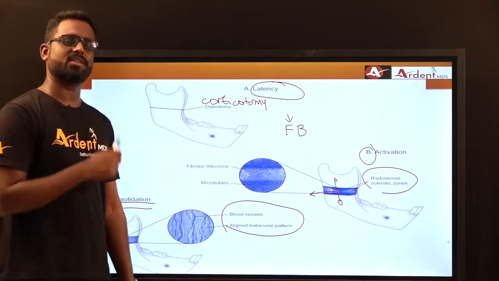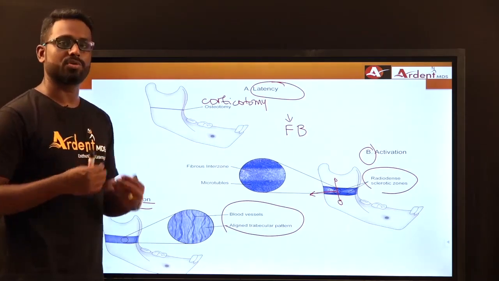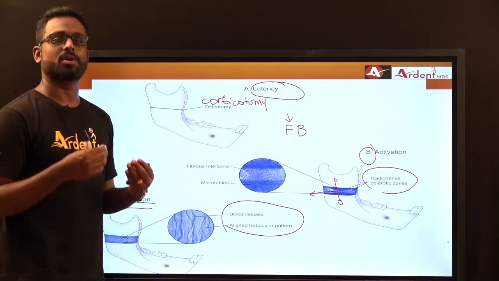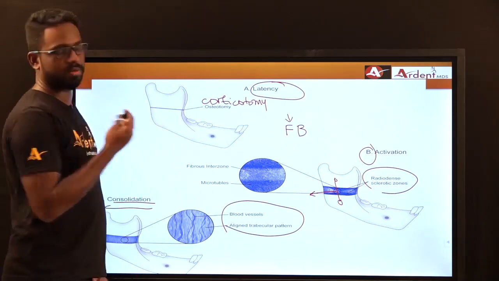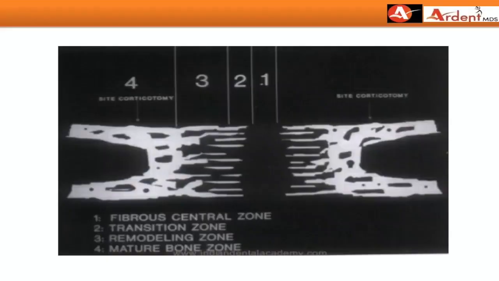What is the main advantage of distraction osteogenesis? We are moving the bone actually, but the soft tissues also get adapted to the moving of the bone. That is one important advantage of distraction osteogenesis. So these are all the principles of distraction osteogenesis.